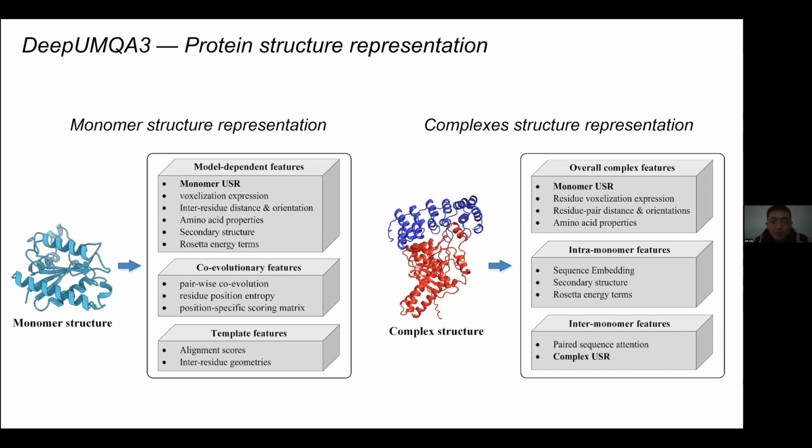The second is the intramonomer layer, including sequence embedding, secondary structure, Rosetta energy terms. The third is the intermonomer layer. The paired sequence attention is used to express the sequence layer relationships, and the complex USR is used to characterize the structure layer relationship.